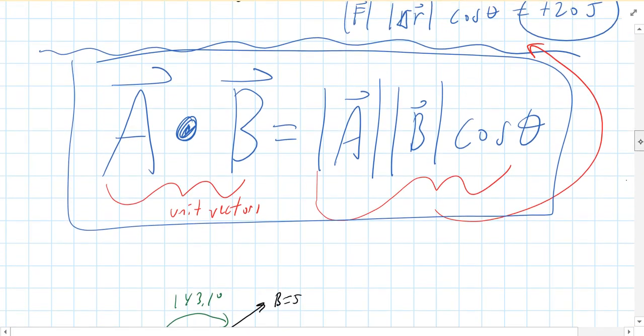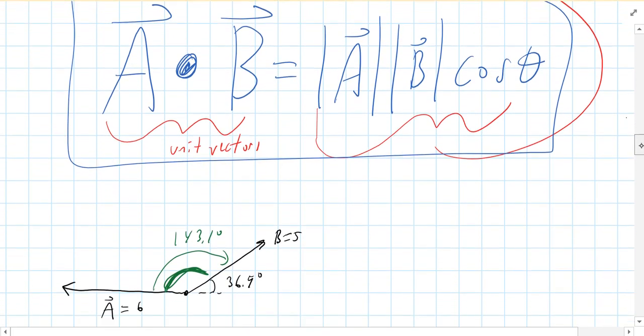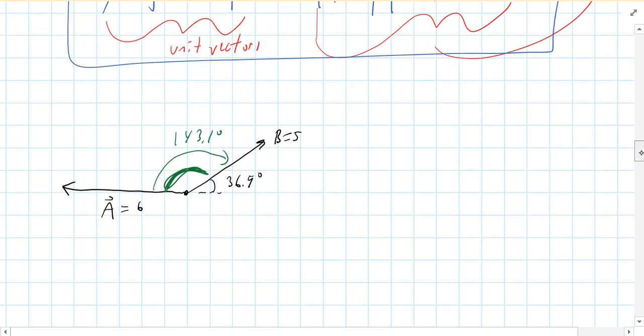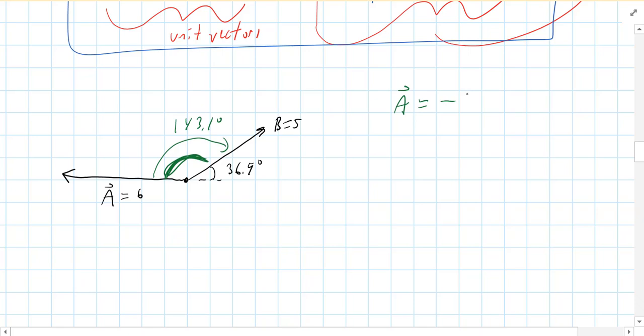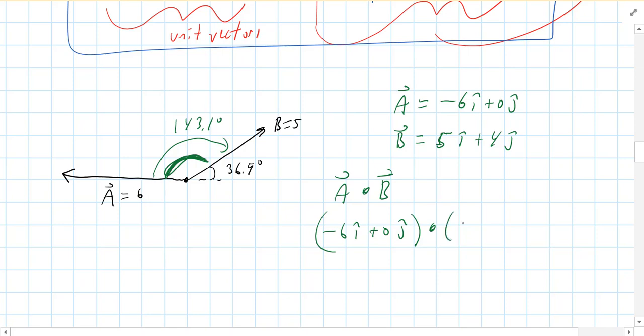Let's start with the left-hand component of this. On the left-hand side, I'm going to do the dot product using the unit vectors. If I write A as a unit vector, it's negative 6i plus 0j. And if I write B as a unit vector, 5 cosine 36.9 gives me 5i, and 5 sine of 36.9 gives me 4j within rounding. So A dot B is negative 6i plus 0j dot 5i plus 4j.